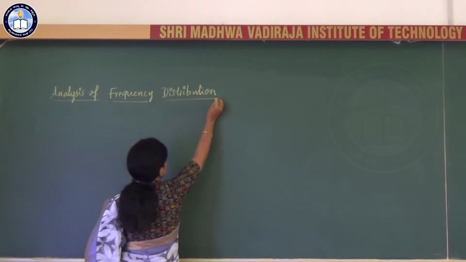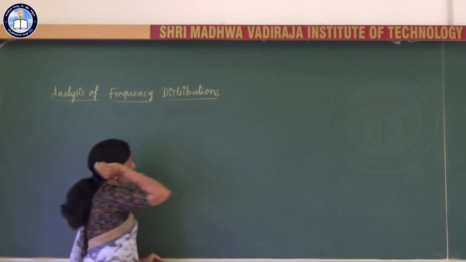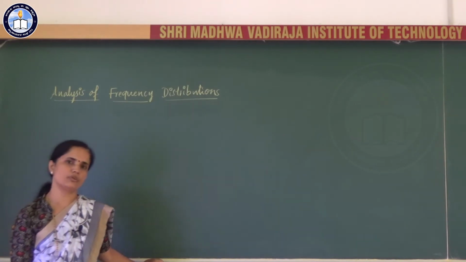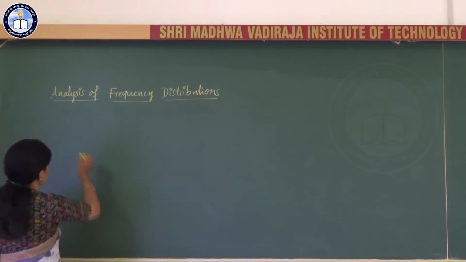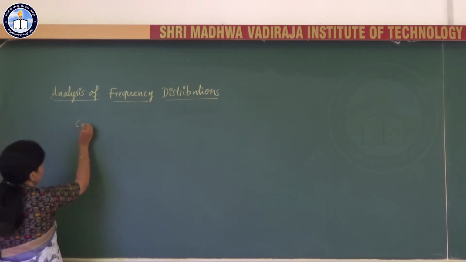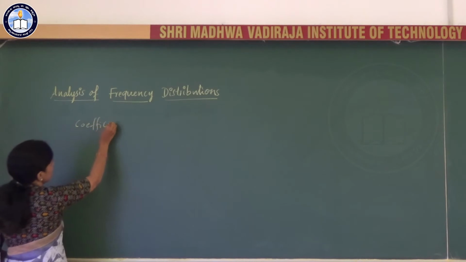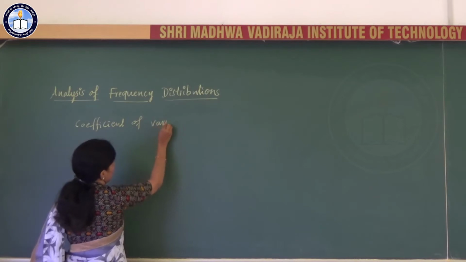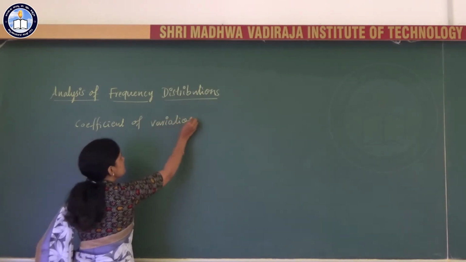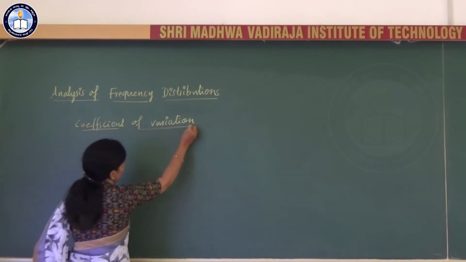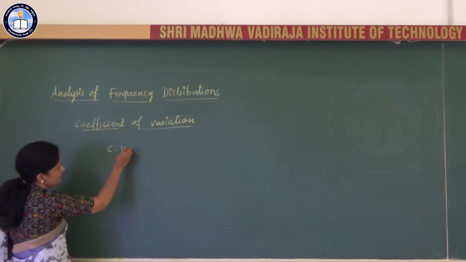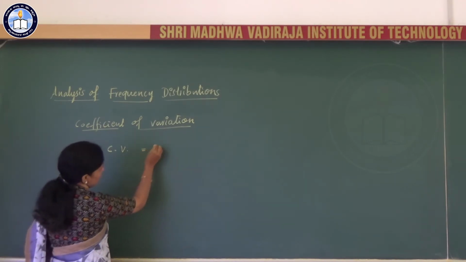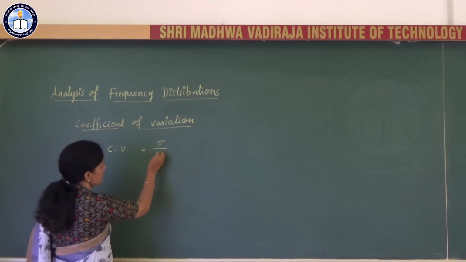Analysis of frequency distributions. To analyze the frequency distribution, we need one coefficient. That coefficient is the coefficient of variation. In short form, we will call this CV. Coefficient of variation means what? How to calculate this CV? CV is equal to standard deviation divided by mean.